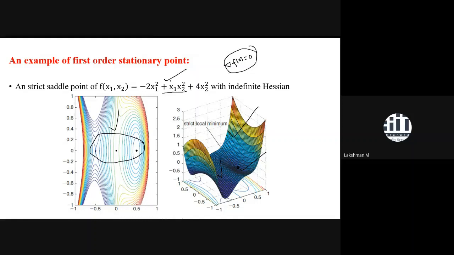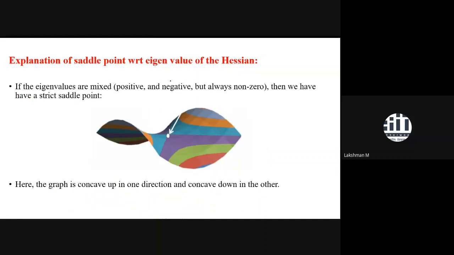Now, something more about the saddle point. We will talk about it with respect to the eigenvalues of the Hessian as well. Suppose the Hessian of the function is a constant, then it will be easy to find the eigenvalues of that Hessian, because we know that the Hessian is always a symmetric matrix. If the eigenvalues are mixed, that means the eigenvalues of the Hessian are positive and negative as well, but non-zero. If there is no zero eigenvalue of the Hessian, only positive and negative eigenvalues, then we will get a saddle point, and that saddle point would be a strict saddle point.